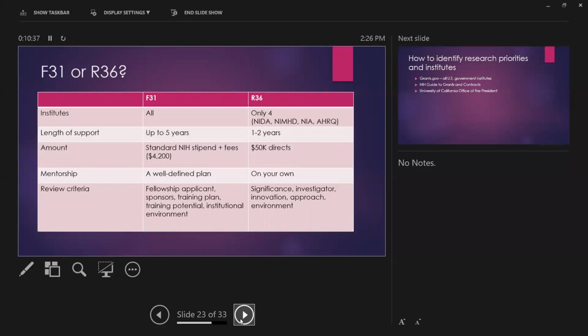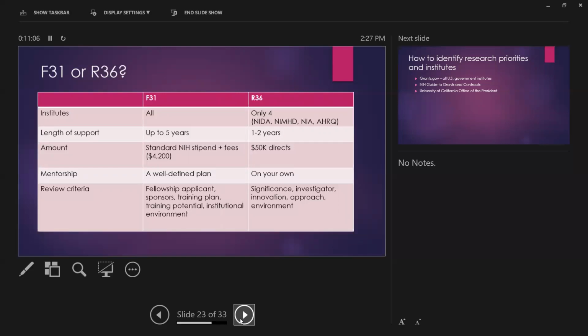The one problem with the R36 is that it's only offered by certain NIH institutes. It's offered by NIDA, National Institute of Drug Abuse, NIMHD, which is Minority Health and Health Disparities, NIA, which is Aging, and AHRQ, which is Health Services. So if your topic fits into one of those, you're good. But if your topic doesn't fit into one of those, then you can't really apply for an R36.